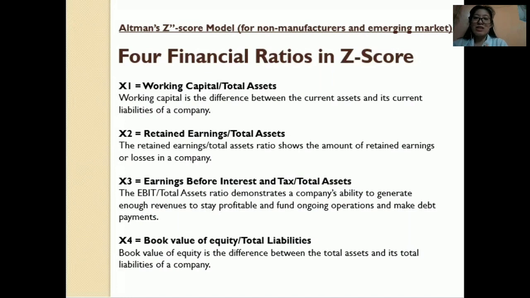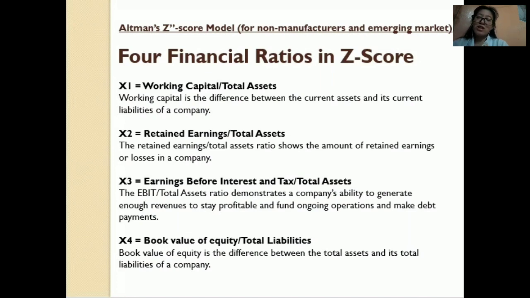The Z-score model is based on four key financial ratios. The following are the key financial ratios that make up the Z double prime score model. X1 is equal to the working capital over the total asset. To solve for the working capital, you need to subtract the total current liabilities from the total current asset of a company. The value of a company's working capital determines its short-term financial health.